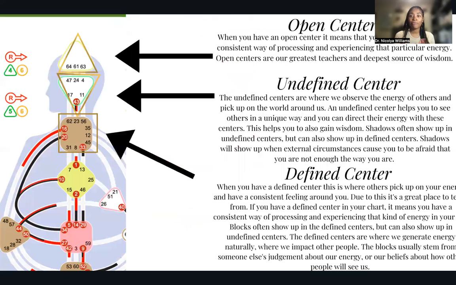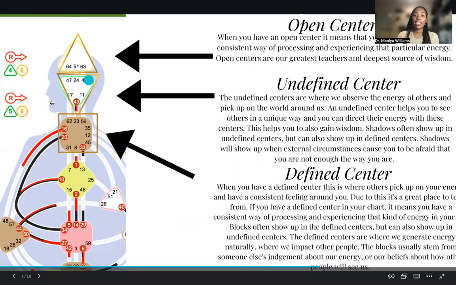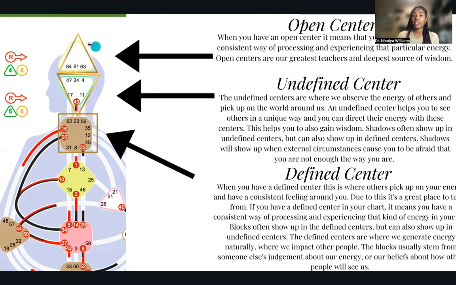Okay. Super, super important. So when you have an open center, I want to explain this, and this is just an example. An open center, again, looks like this, where there's nothing colored or defined. An undefined center is white, but then you see this 43 is defined. And then a defined center is like this, where it's colored. And it doesn't matter what color, the colors don't mean anything, all right? An open center means that you don't have a fixed or consistent way of processing or experiencing different energy. I feel like open centers are beautiful blessings because they're our greatest teachers, and that's where we have a deep source of wisdom.